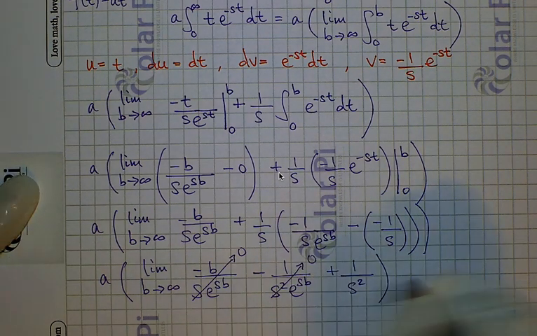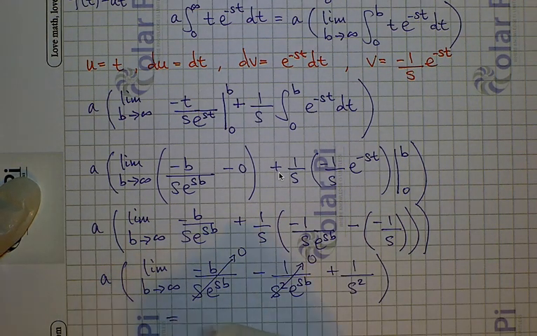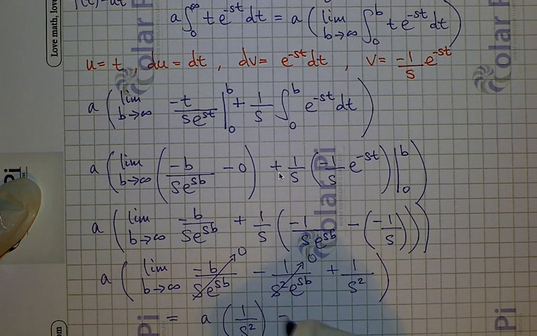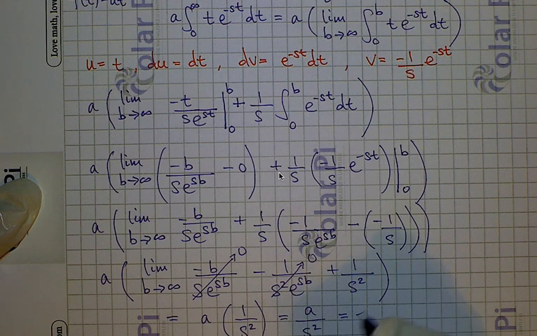So what we have is a times, once we've sent b to infinity, a times 1 over s squared, which is a over s squared. So it turns out that the Laplace transform for the function at is a over s squared.